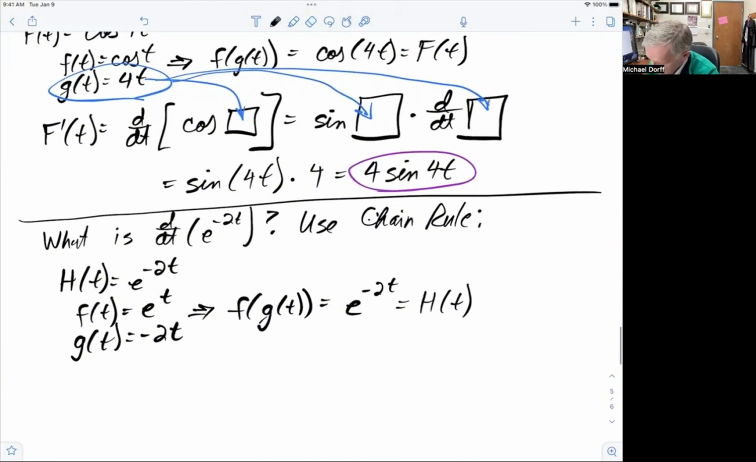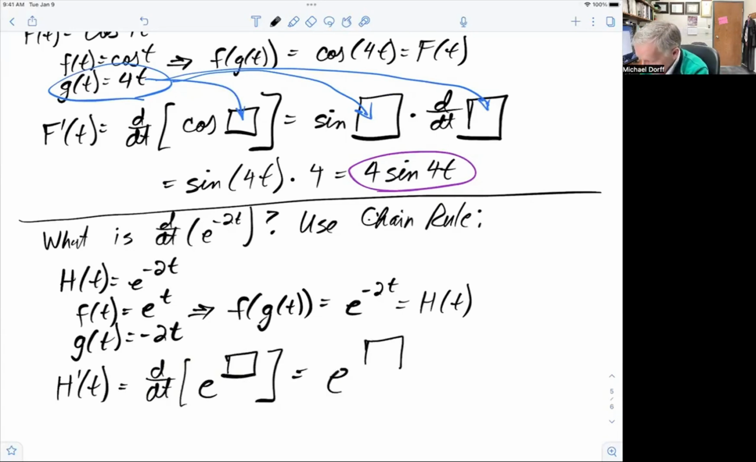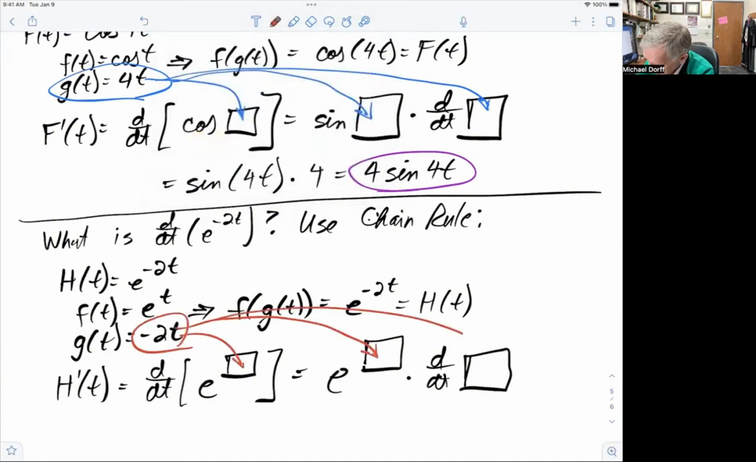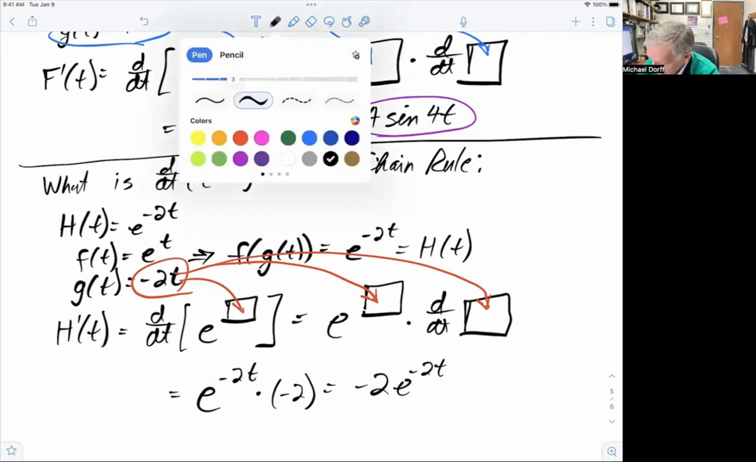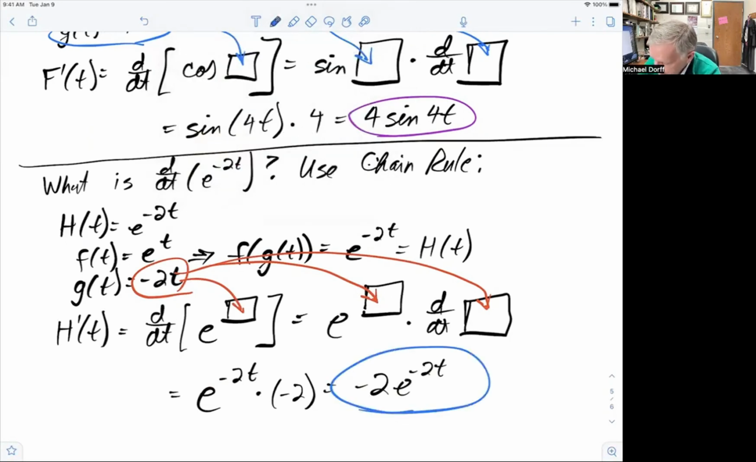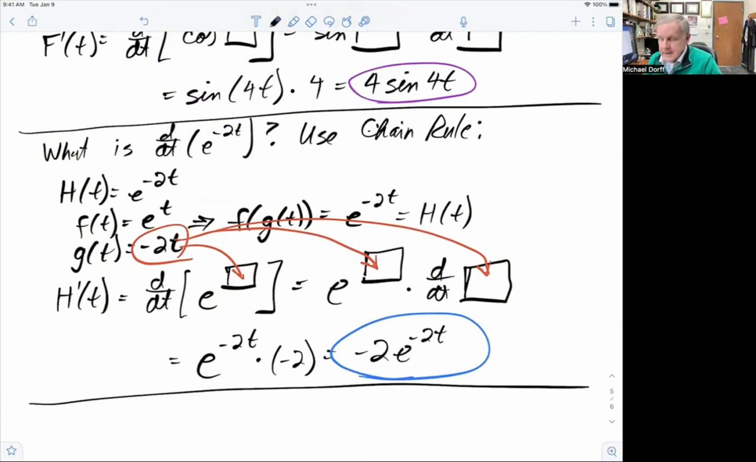All right, so the derivative of H is going to be d/dt of e to the box, which is going to be e to the box, because the derivative of e to the x is just e to the x, times the derivative of box. And what goes inside the box? Inside the box is this negative 2t, so that when I continue doing the derivative, I've got e to the negative 2t times negative 2, or just writing it as negative 2 e to the negative 2t, and that's that answer there.